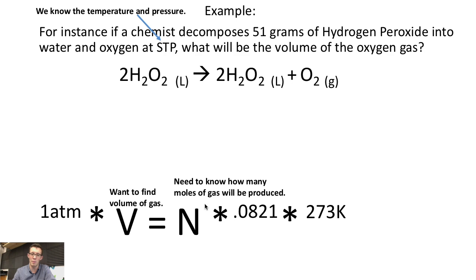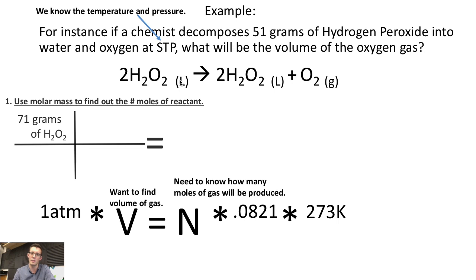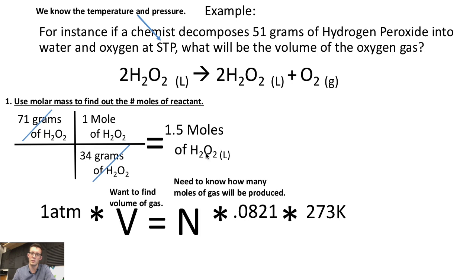However, we would still need to know how many moles of gas we would be producing. And we're not told that. Instead, we're told how many grams of hydrogen peroxide we are starting out with in our reaction. So what chemists would have to do to predict the size of the oxygen is first use molar mass to convert grams of hydrogen peroxide into moles of hydrogen peroxide. And so because there are 34 grams of hydrogen peroxide in 1 mole of hydrogen peroxide, chemists could figure out that we have 1.5 moles of hydrogen peroxide to start out with.